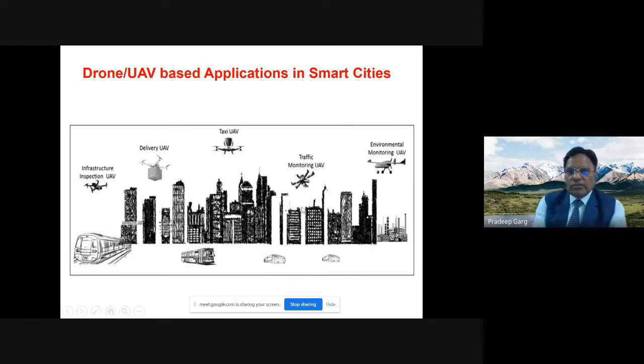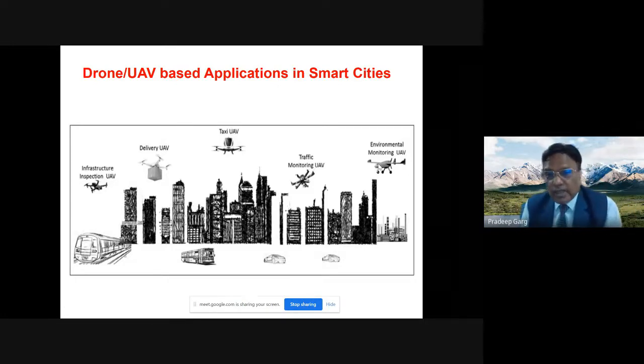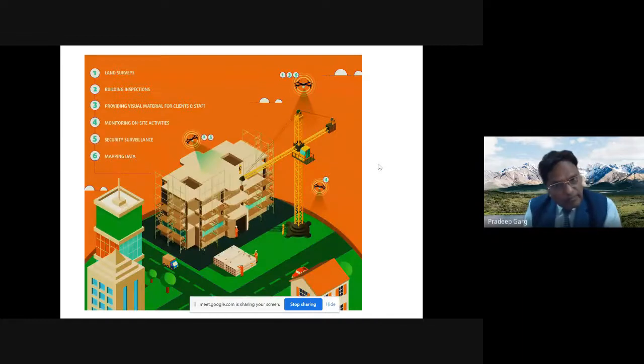Then traffic monitoring could be done by UAV, and environmental monitoring by UAV. For example, you must have heard that after Deepavali there was a lot of pollution in the Delhi NCR region, and the Delhi government took many steps, including the closure of schools for children. For this monitoring of the environment, you can fit sensors which can sense the environment and monitor the environmental conditions and give some sort of warning to the people so that further damage is not done.